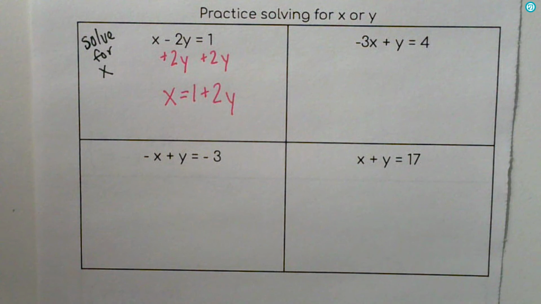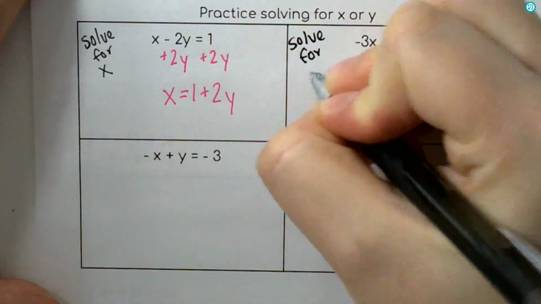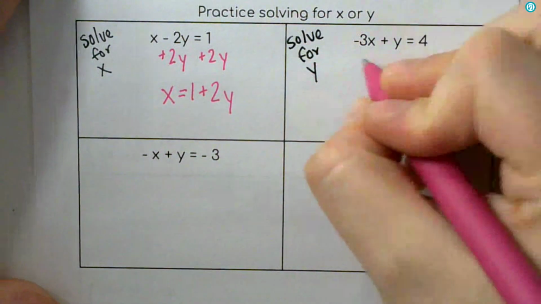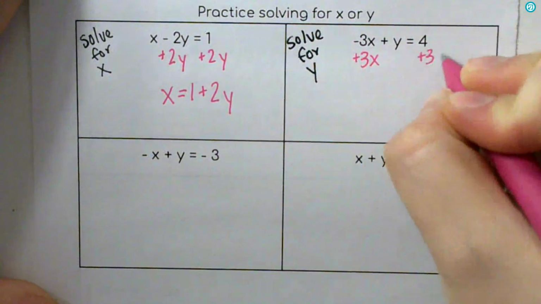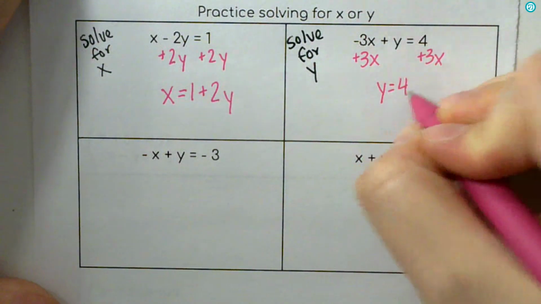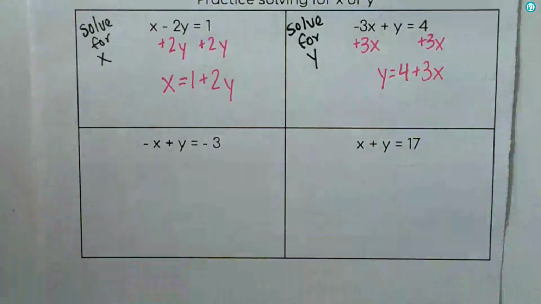Okay, my next one to the right there, negative 3x plus y equals 4. What's closer to being by itself? The y, because the x has a negative 3 with it. So we are closer to having y by itself, so we want to solve for y. We're trying to do the least amount of work possible. So we're going to add 3x to both sides. We will get y equals 4 plus 3x. You could write 4 plus 3x, you could write 3x plus 4. It doesn't matter. Everything's going to end up working the same.